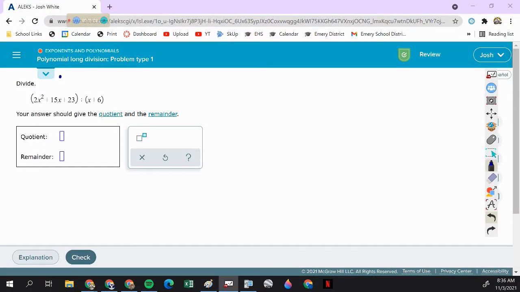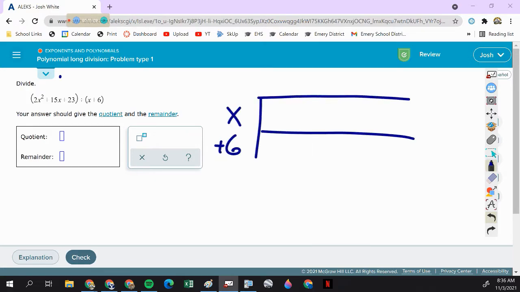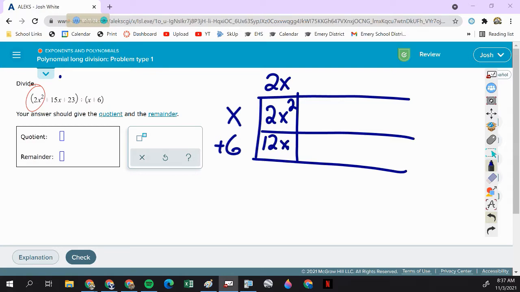Okay, in 3.3, for this one, we're going to divide by x plus 6. We use the box. I don't know how many columns there are going to be. To start, I put this in the first box, 2x squared. Now I can pull out an x, and I would have a 2x left over. 2x times 6 is 12x. Am I finished? No. Add a column.